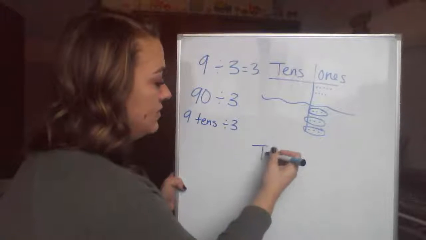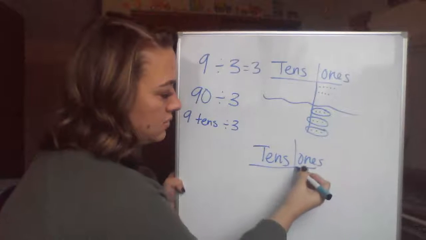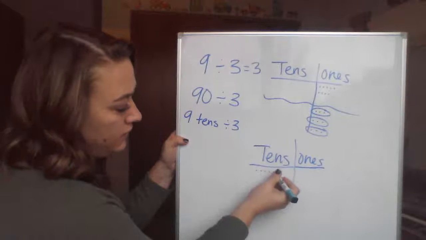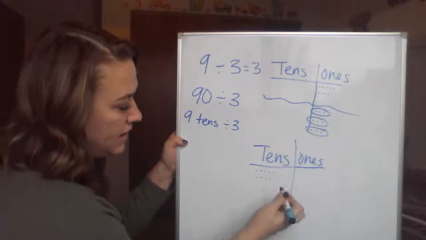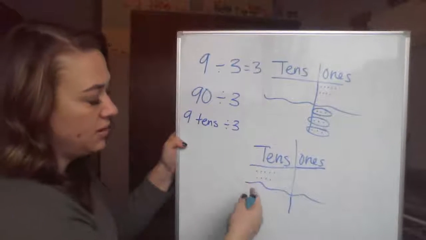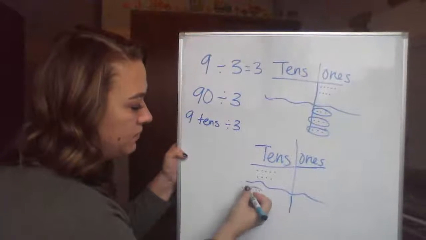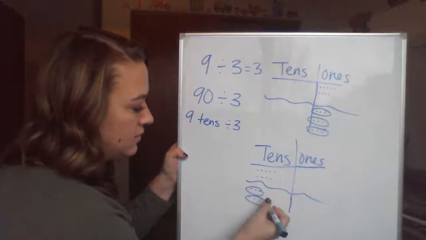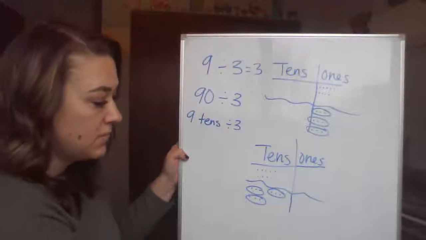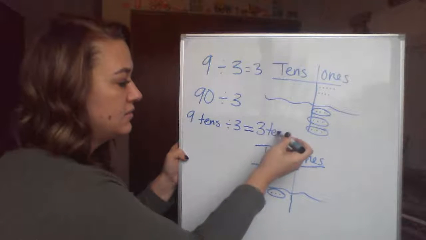So now I have my tens and my ones. And I have 9 tens. So I have 1, 2, 3, 4, 5, 6, 7, 8, 9. And again, I'm dividing that into groups of 3. So I'm going to skip count, or count by threes, making groups of 3 again. There's 1, 2, 3, 4, 5, 6, 7, 8, 9. How many groups was I able to make? 3. So I have 3 tens.